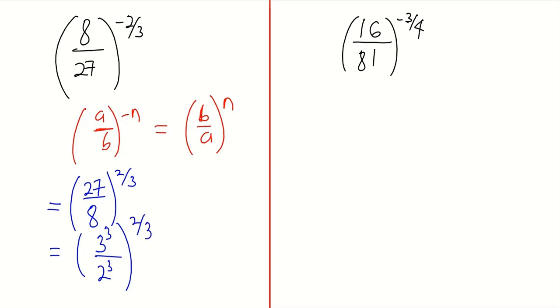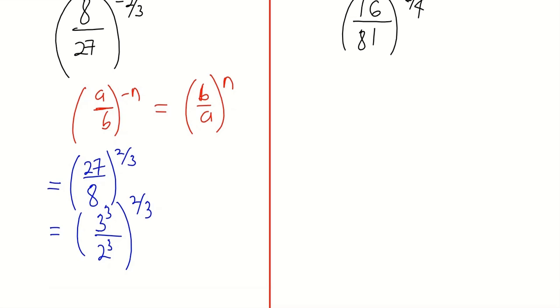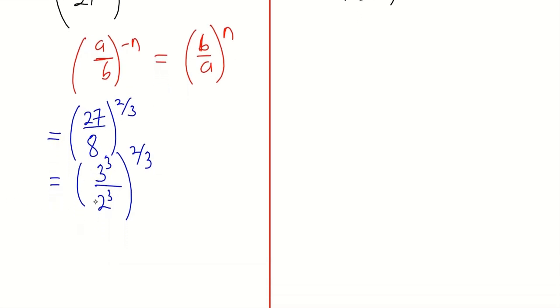Now we continue, and we can see that the existing exponent, that is 2 out of 3, is going to affect the exponent and then the bases we see in the brackets. And so we have 3 exponent 3 times 2 exponent 3 divided by 2 exponent 3 times 2 exponent 3.